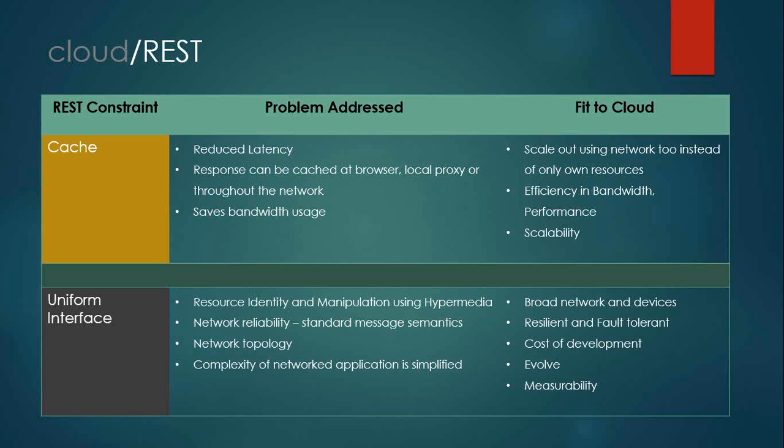Because now resources are identified uniquely and manipulated over hypermedia, uniform interfaces offer a standard mechanism to develop web applications. Because the resource identity is standard, it allows the network topology to be greatly innovated, and hence makes the network reliable to a large extent because we now have a standard messaging syntax. Same way with the network topology and complexity in addressing network applications.